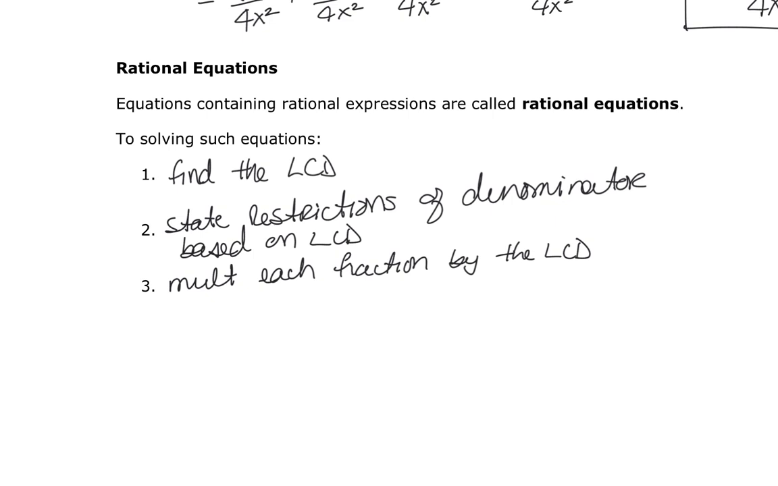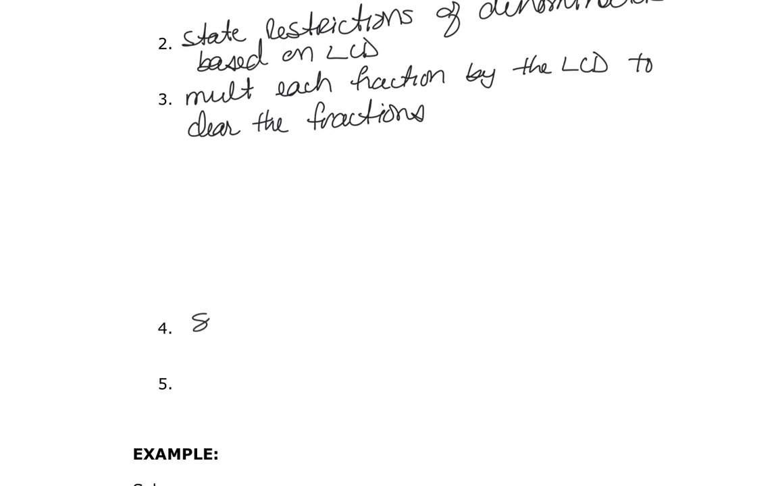And what that does is, unlike up above where I was simplifying into a single fraction, now I am solving, which means I can multiply both sides by that same lowest common denominator, which will clear my fractions. So I'm going to multiply each fraction by the lowest common denominator to clear the fractions. And then I'm going to just solve. Now this equation should not have any fractions.